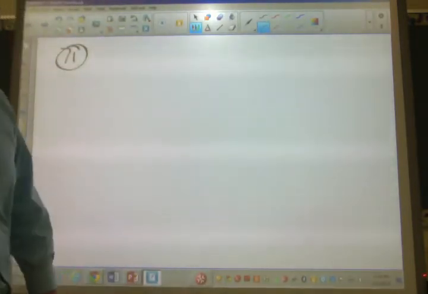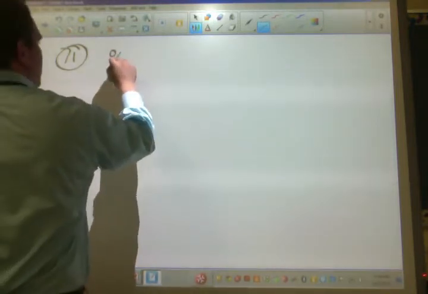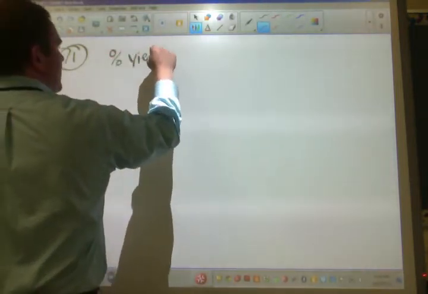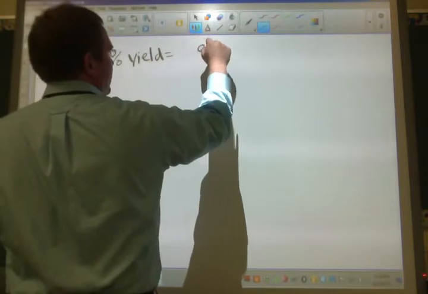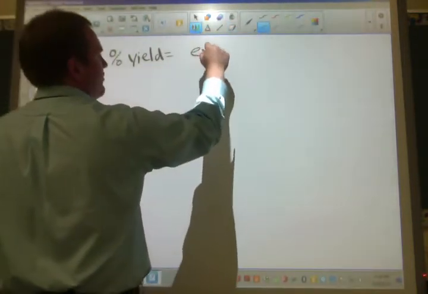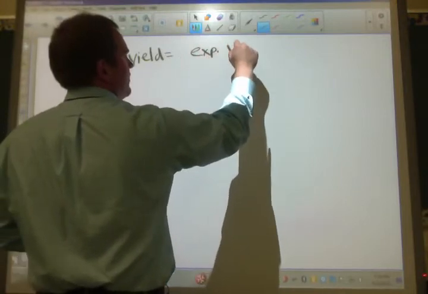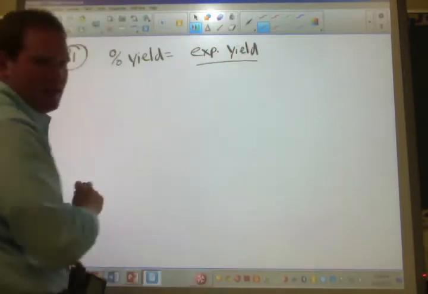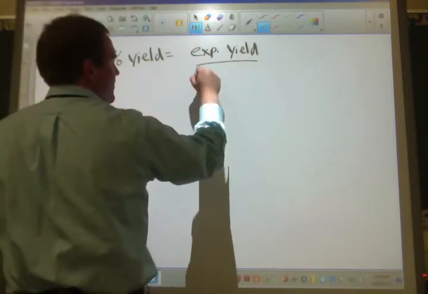Percent yield is 71. And that is your actual yield. Well, again, I don't like the word actual. Let's call it experimental yield. So it's how much you actually got during lab divided by theoretical yield.